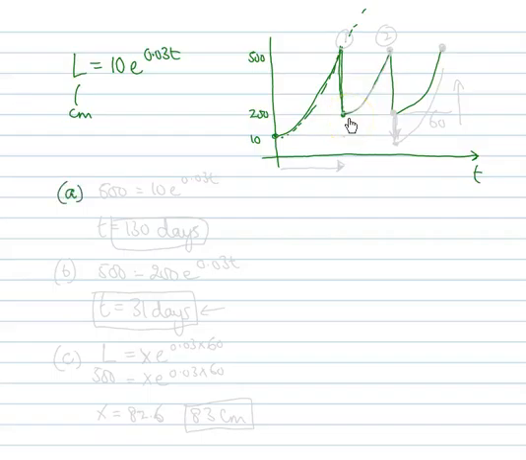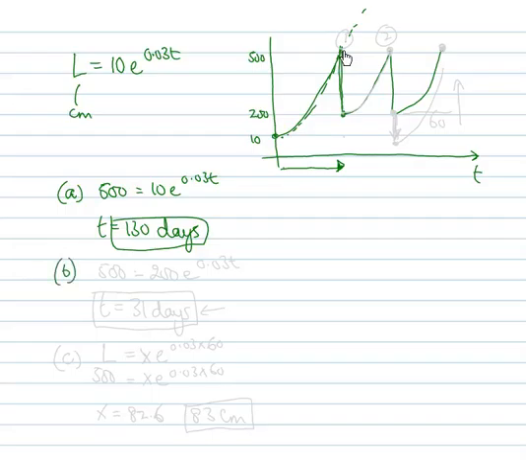Okay, so the first thing we have to figure out is how long does it take for the vine to first get trimmed. In other words, how long does it take to get to this point here. This one's pretty straightforward. We just say that it gets to 500 centimeters starting from 10 and 0.03t, and just solve, and you get t is roughly 130 days.